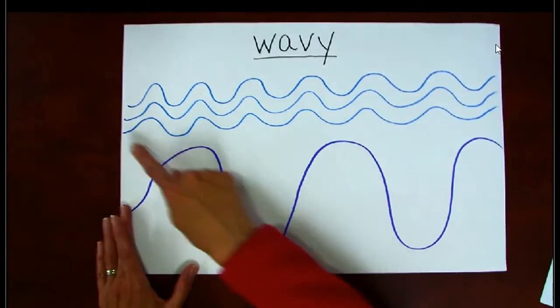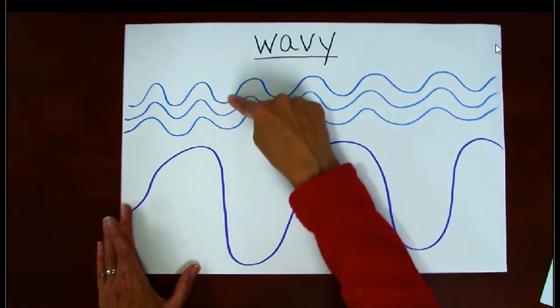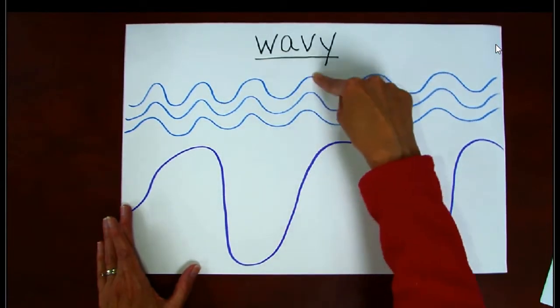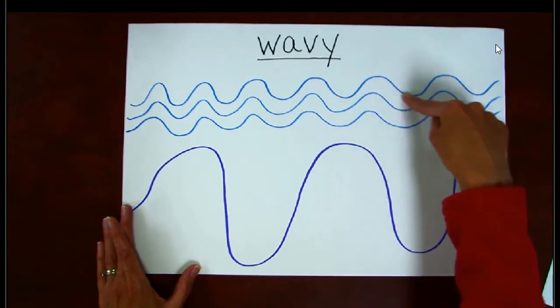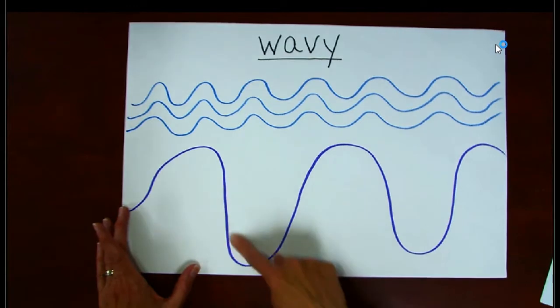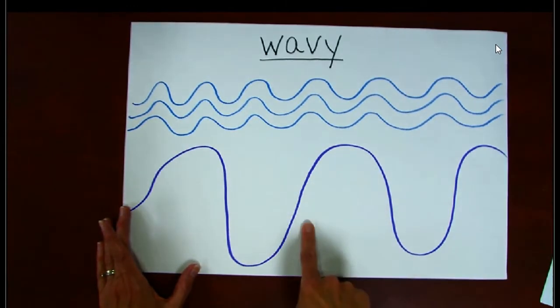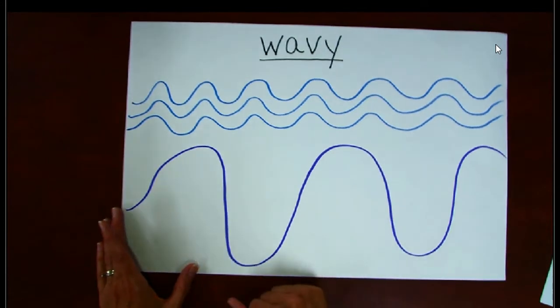Now, if you put those curved lines all together, going up and down, that is a wavy line. So we have wavy lines. You can do small waves. You can do big waves. You can do a combination of the two. All right. So those are 4 lines that we have learned about.